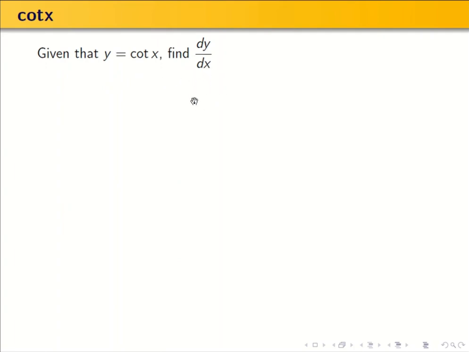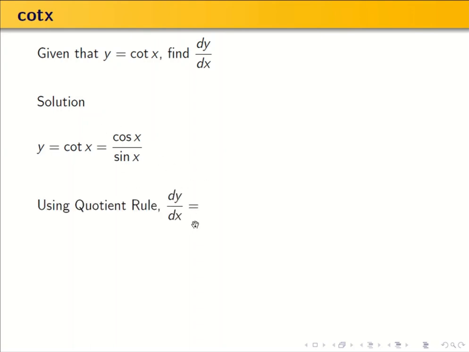Okay, so now given that y equals cot x, find dy/dx. Okay, how do I go about this one? All right, so cot x is what? You know it's cos x over sine x. So I use the quotient rule here. I hope you understand the quotient rule. So let's quote it from here, just straight away like that.